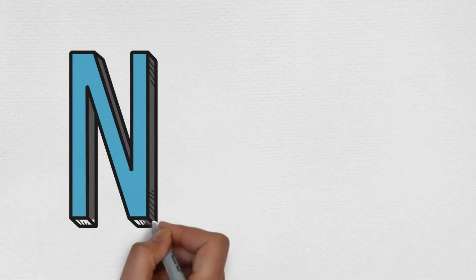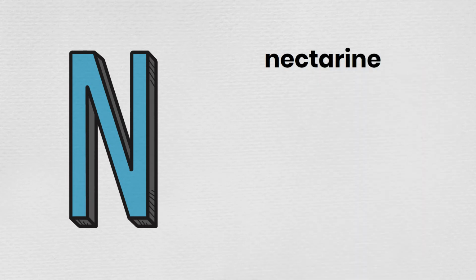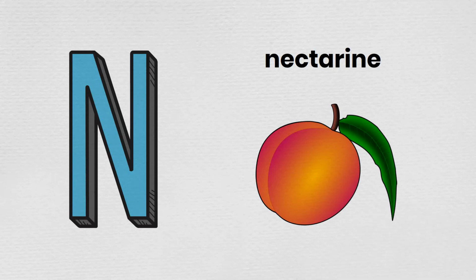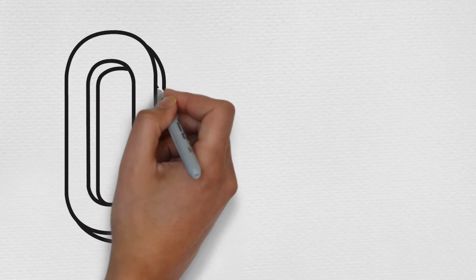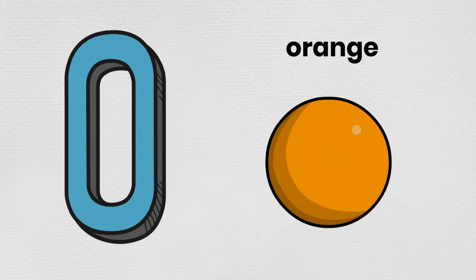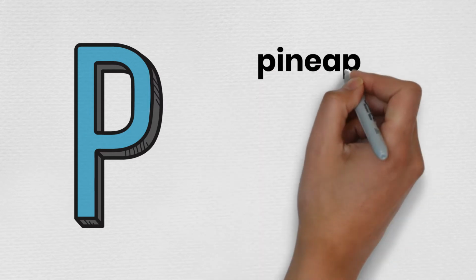N is for nectarine. O is for orange. P is for pineapple.